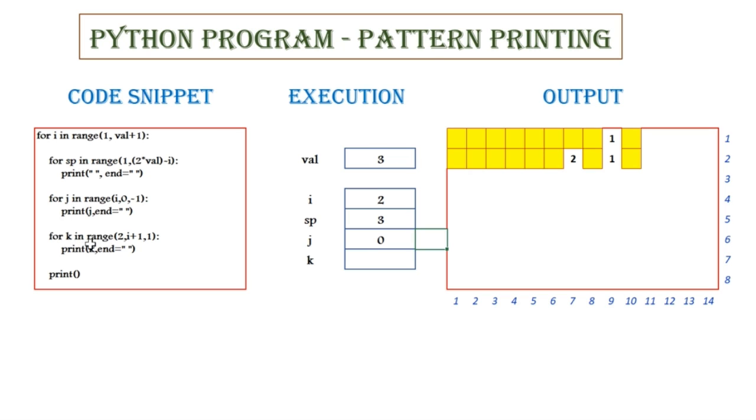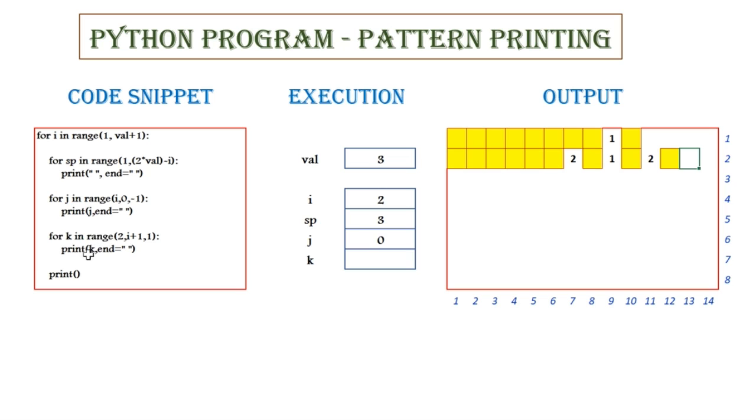for k in range of 2 comma I plus 1. The value of I is 2. So I plus 1 is going to be 3. So it is from 2 to 3 increment by 1. And here we are printing the value of k. So 2 gets printed here followed by a space.